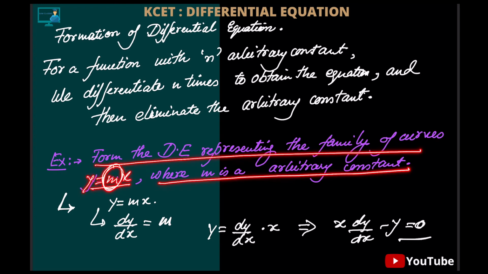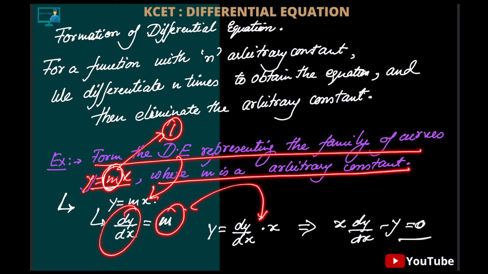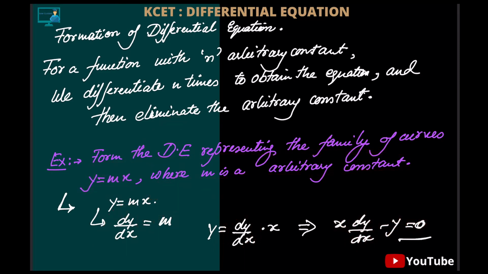So how many constants are here, students? One only. So how many times do we need to differentiate? One. So we get dy by dx equal to m. In place of m, in order to remove that constant, we eliminate it and write dy by dx. Now the equation becomes x dy by dx minus y is equal to 0. See how simple it is.